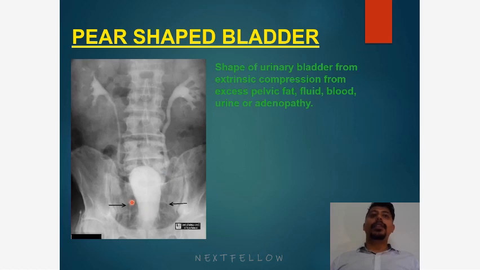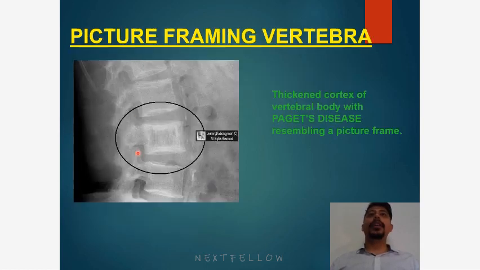Pear-shaped bladder. This is the pear-shaped bladder on intravenous urography, shaped so from extrinsic compression of the urinary bladder by excessive pelvic fat, fluid, blood, urine, or adenopathy. Picture framing vertebra: thickened cortex of the vertebral body with Paget's disease resembles a picture frame. It is a characteristic feature of Paget's disease.